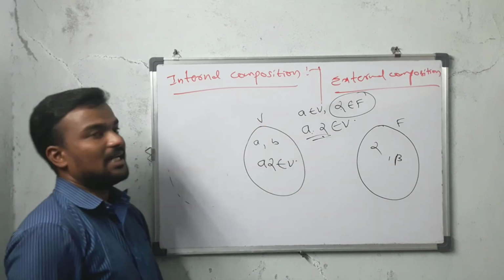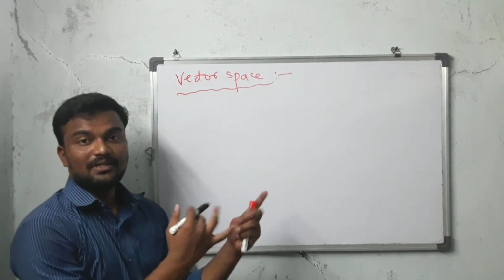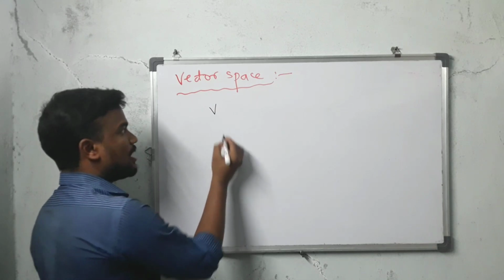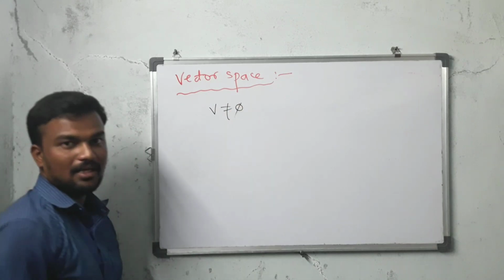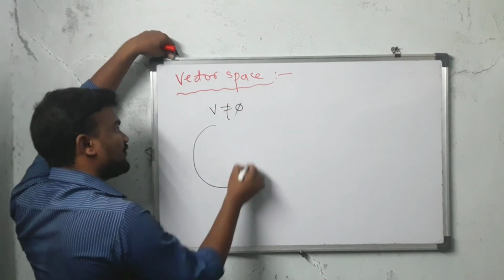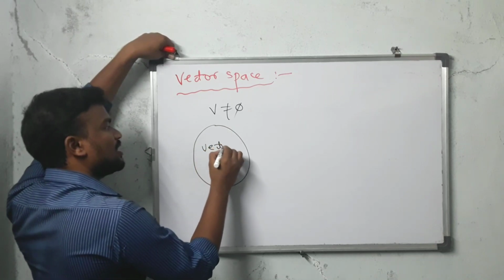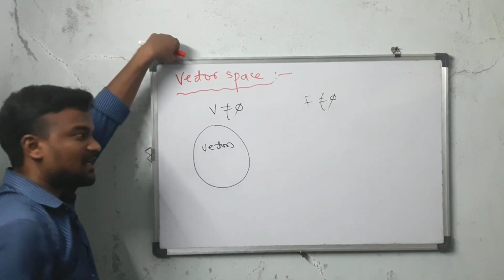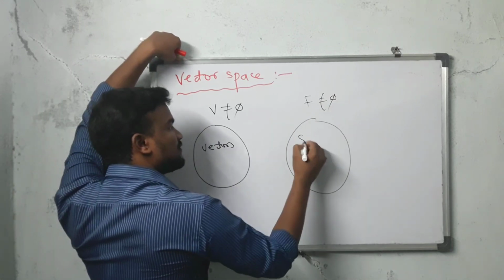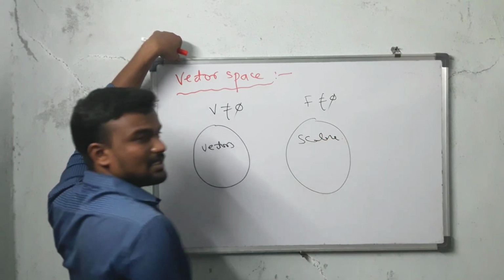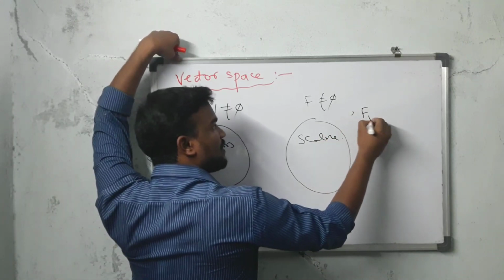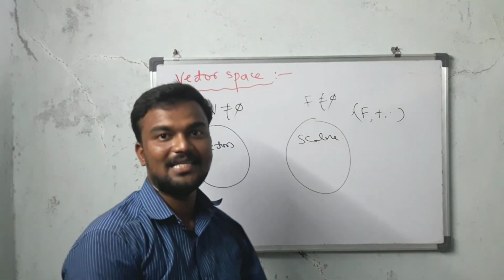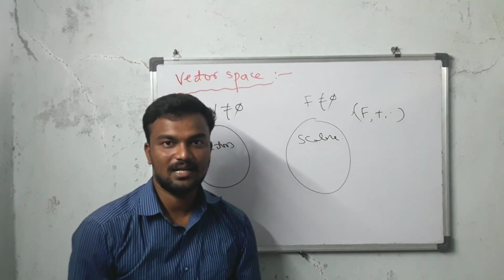Now we will see the definition of the vector space. What is the definition of the vector space? Capital V be a non-empty set, and V be a set of vectors, and F be any non-empty set, and F is a set of scalars, and here (F, +, ·) is a field.